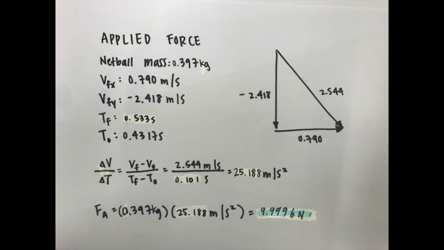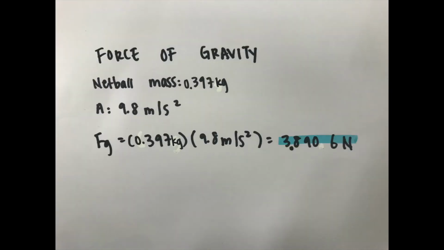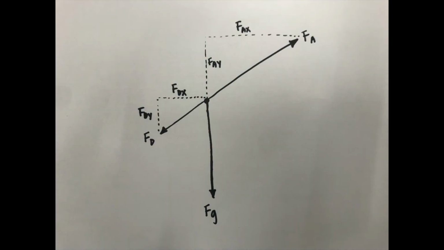And since force is equal to mass times acceleration, I could find the applied force, which was 9.9996 newtons. I found the force of gravity on the ball by using the same concept and multiplied the mass of the netball with the acceleration of gravity to get 3.8906 newtons.